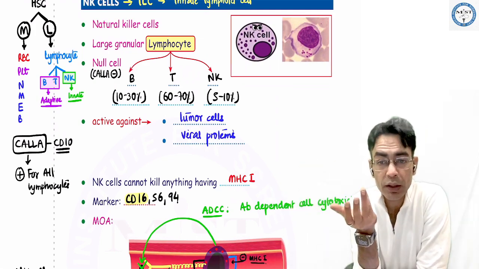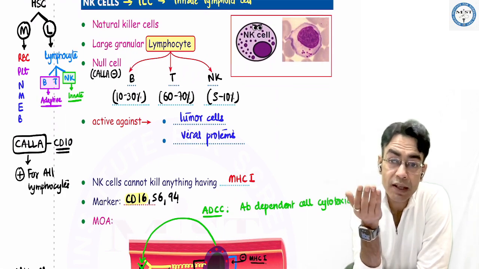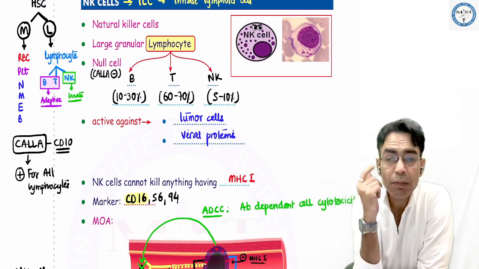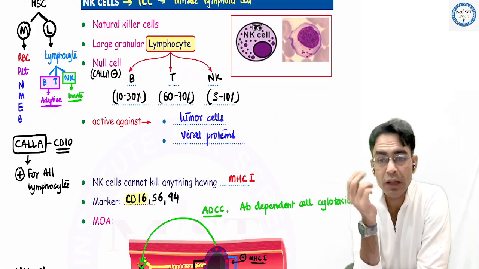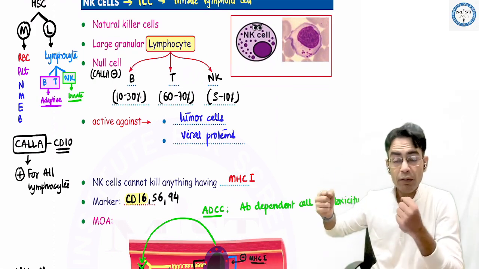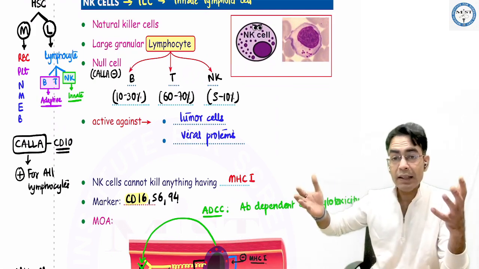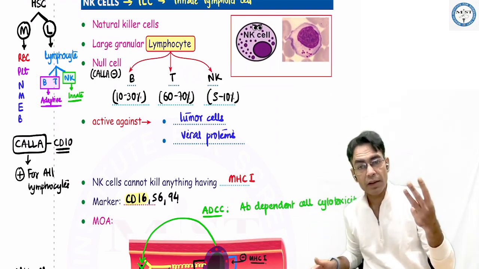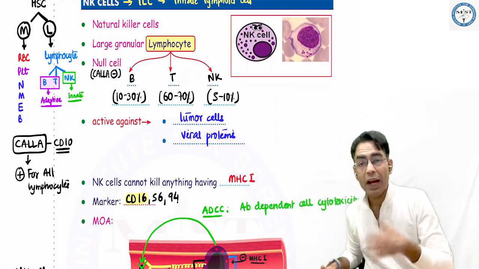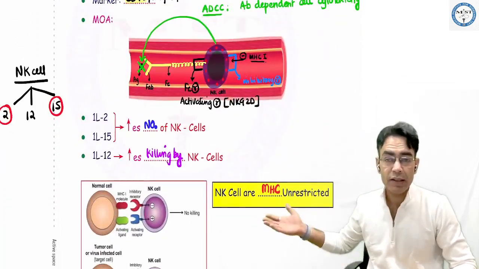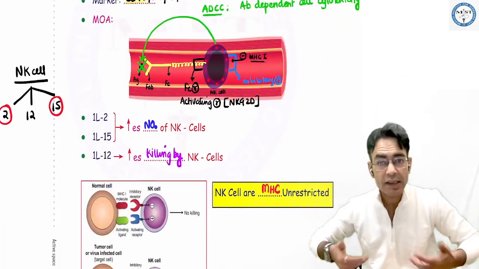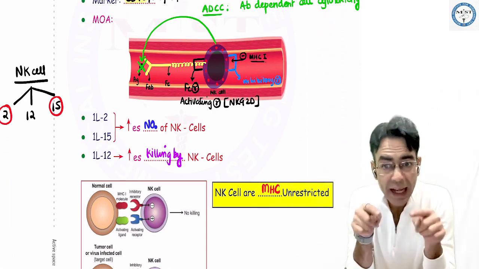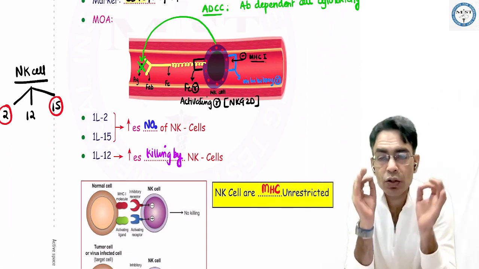Now, why we are talking about them? Because they're active against which cells? Any viral infected cell or tumor infected cell. This is the first point to learn. Second point, they cannot kill any normal cell which is containing MHC1. They're very powerful, but they will not kill anything which contains MHC1. Third point is the marker of NK cell: 16, 56, and 94. And fourth point, the interleukins for NK cell. If you want the increase in number of NK cell, you need interleukin 2 and 15. And if you want increase killing by NK cell, that is your interleukin 12.